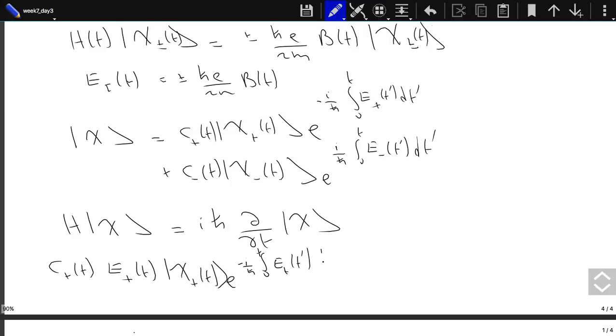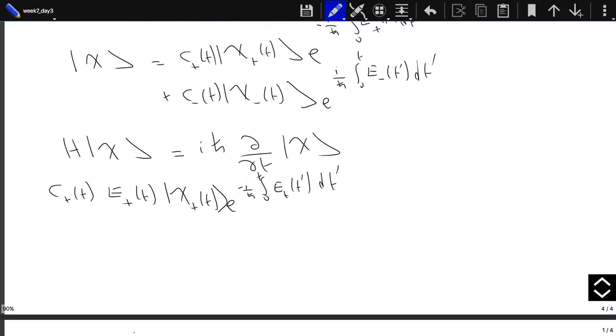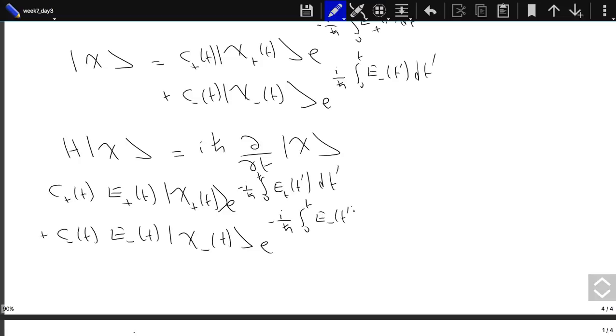of t, chi plus of t, e to the power minus i over h bar integral from 0 to t of E plus of t prime dt prime, plus c minus of t, E minus of t, chi minus of t, e to the power minus i over h bar integral from 0 to t of E minus of t prime dt prime. This should be equal to the time derivative.